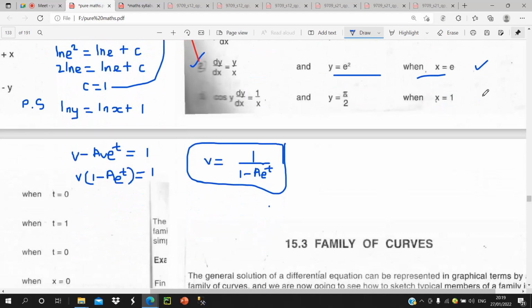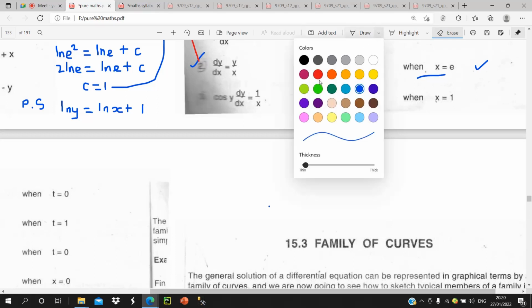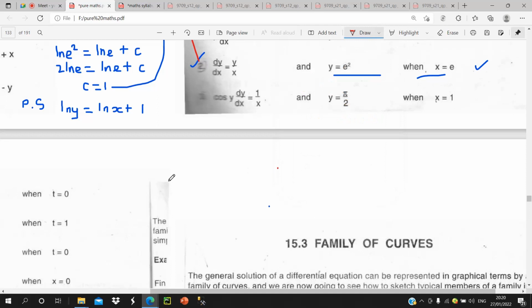So if you want to find the value of y, if you want to make y the subject, what will be our next stage? What are we supposed to do? Introduce an exponent. Like that?